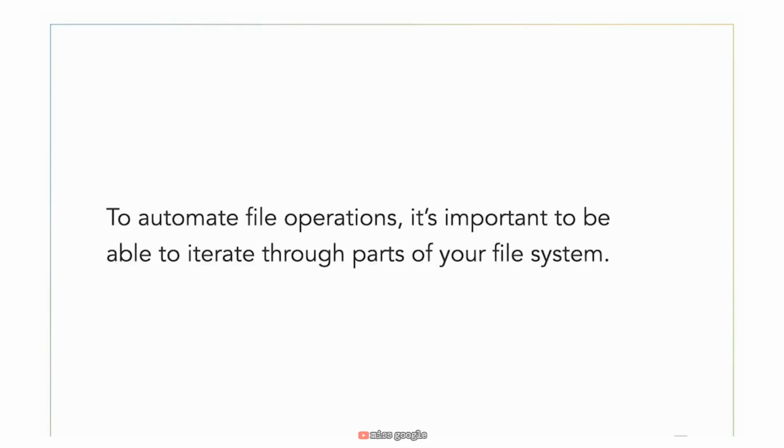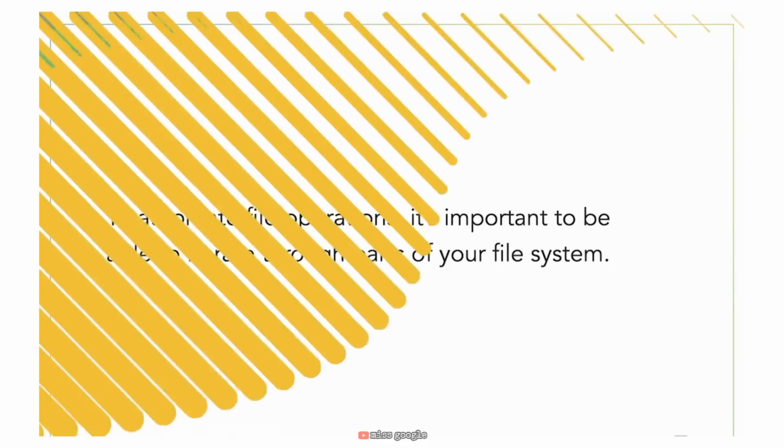In the last video, we saw one way to iterate through the subdirectories of a given folder with the glob module. Here, we'll see how to walk through the different paths in your file system using the OS module.